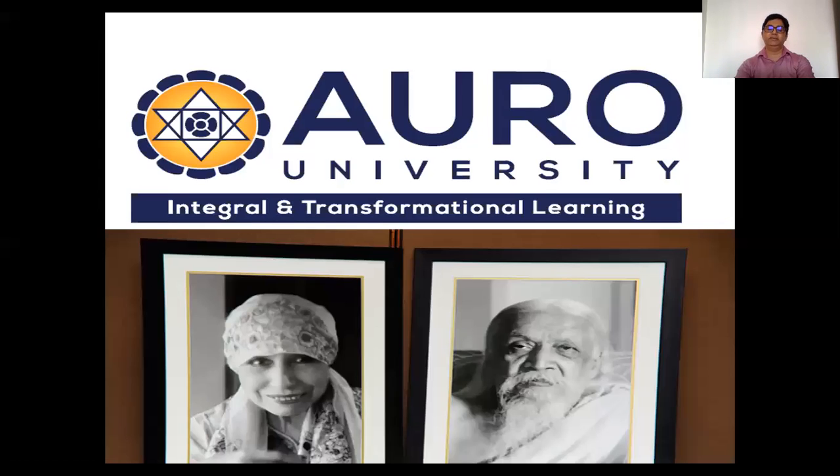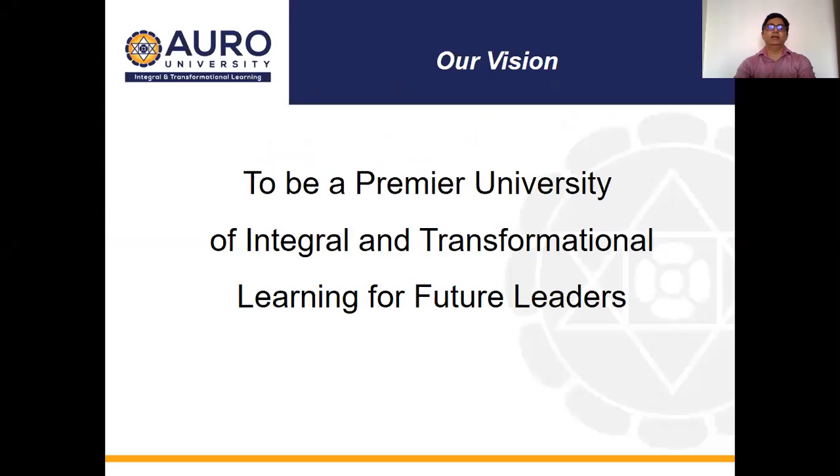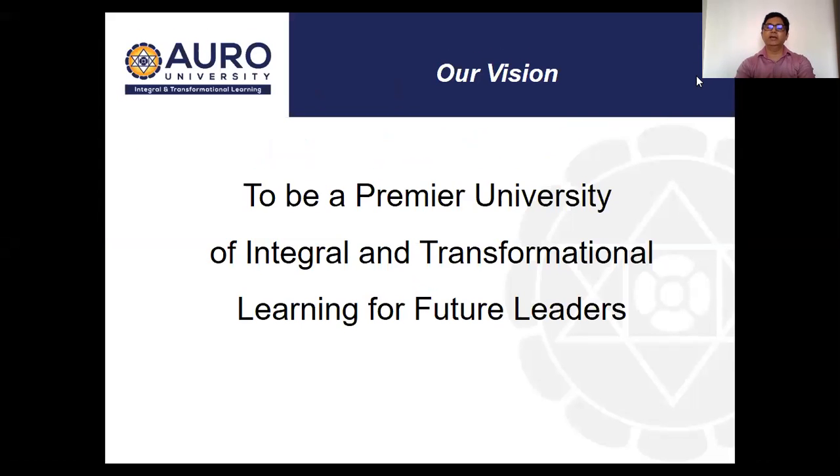AURO University. The vision of the university is to be a premier university of integral and transformational learning for future leaders. Integral learning, in the sense that the integrated curriculum is about making significant connections between the subjects or skills that usually address several different subject areas.